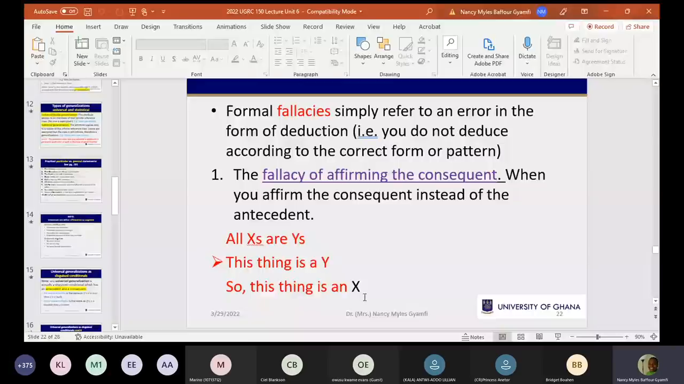If I say all mangoes are fruits, then my next premise is this thing I'm holding is a fruit. Therefore, we should conclude by force that it is a mango. We'll have a problem. Okay? If I said all women are cheats, then I say the person in my room now is a cheat. Therefore, we should assume that the person is a woman. But men too can be cheats.